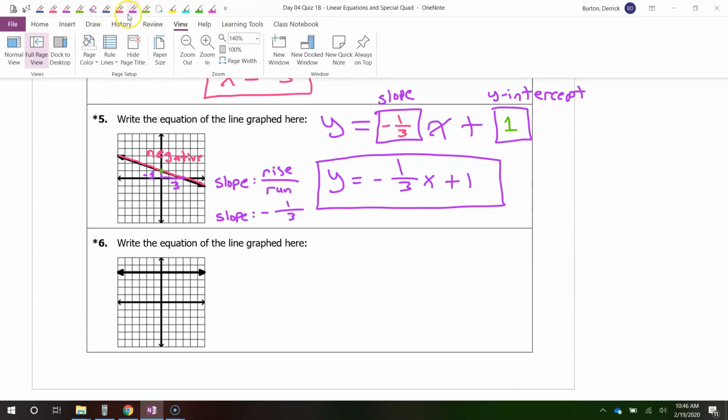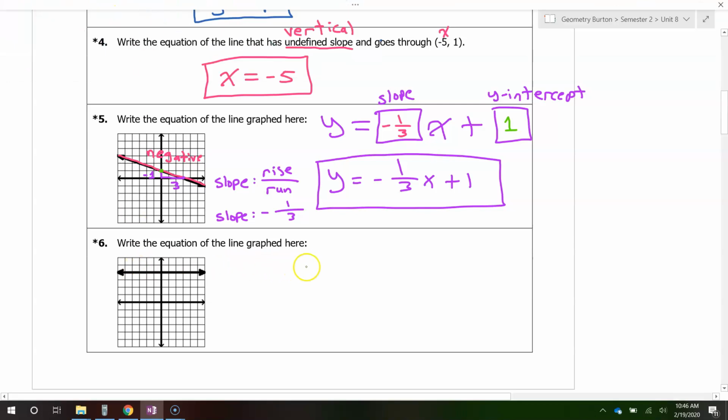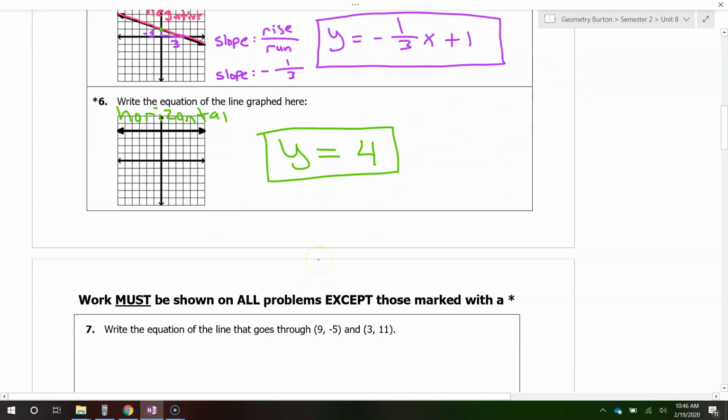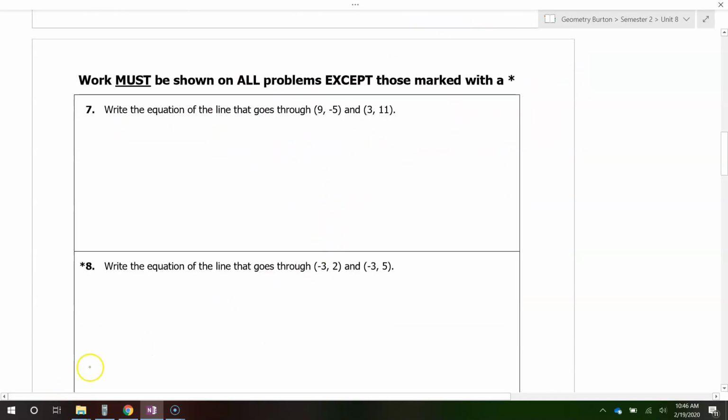All right, number 6. Write the equation of the line graphed here. Well, this line is horizontal. And we have memorized that horizontal lines have the equation y equals something. And this is a horizontal line at 4, so this is y equals 4. Okay, moving on to number 7.